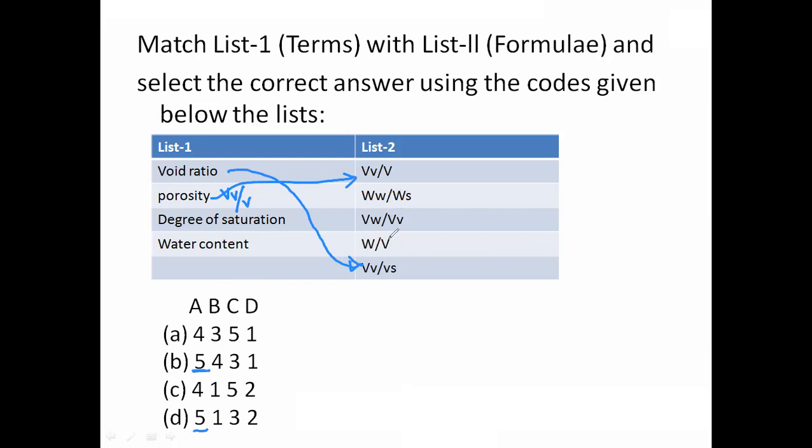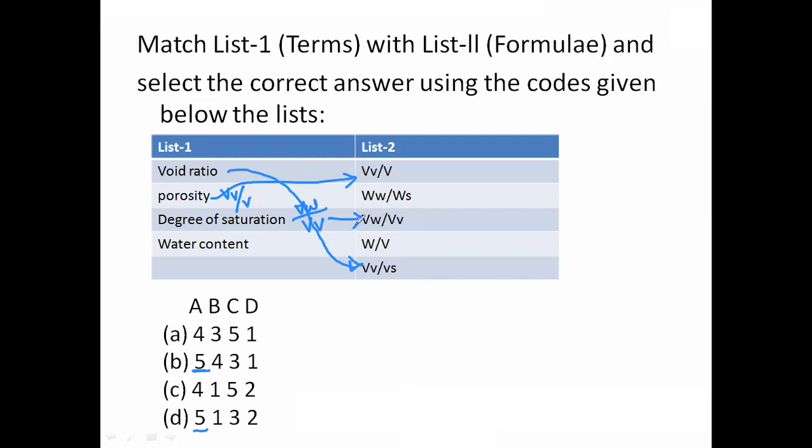1, 2, 3, 4. Void ratio: volume of voids divided by volume of solids. So what is the porosity? Porosity is nothing but volume of voids divided by total volume. Degree of saturation. What is the degree of saturation? Degree of saturation is nothing but volume of the water divided by volume of the voids. So that is what we call degree of saturation. So which is the option? This is the option.